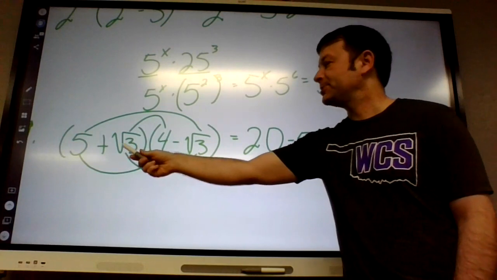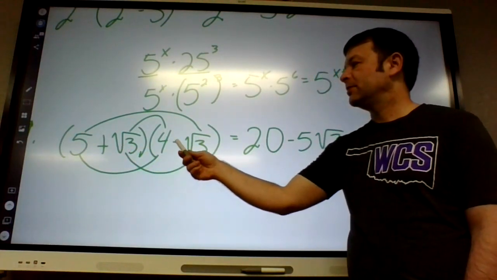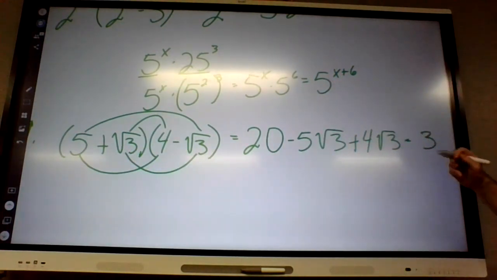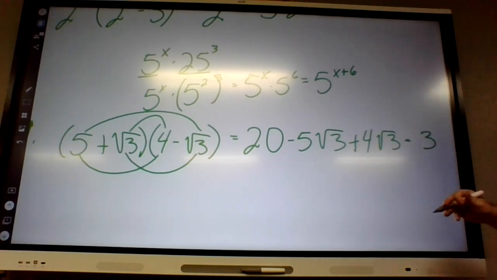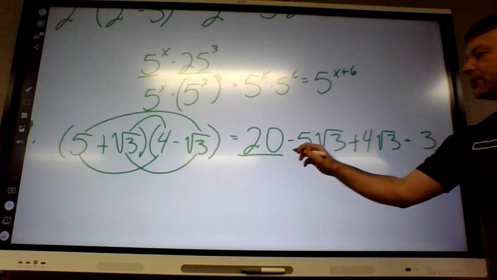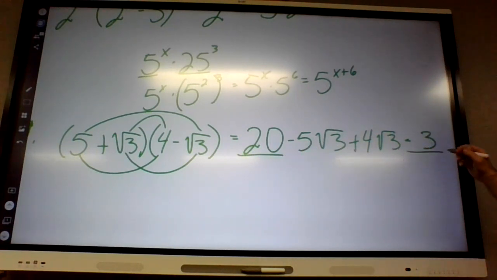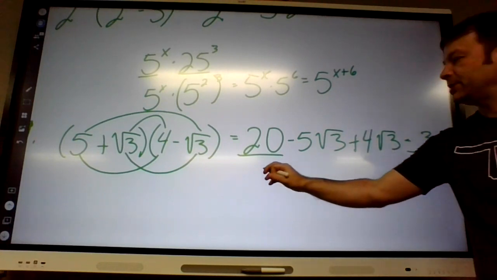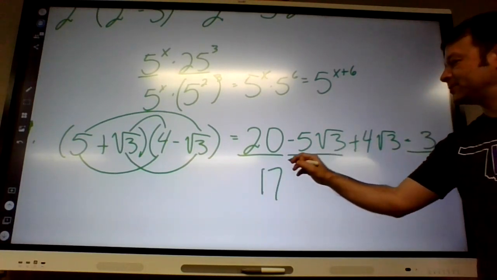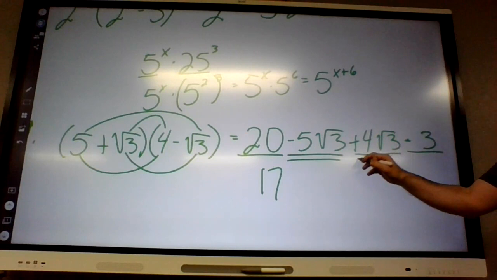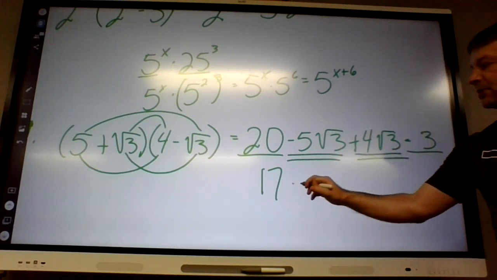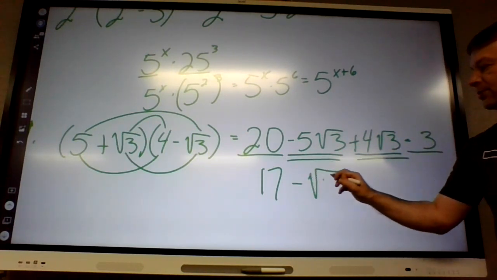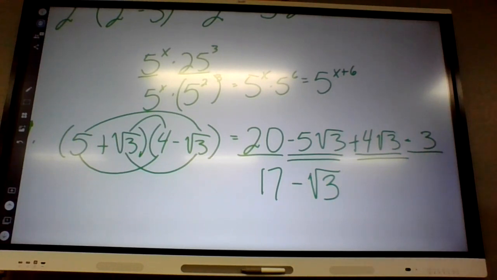Okay, is it plus or minus though? Minus. There's one negative. Okay, is there anything else we can do to that? Yeah, because what's 20 minus 3? 17. And then minus 5 square root of 3 plus 4 square root of 3. Negative 1, or just negative square root of 3.